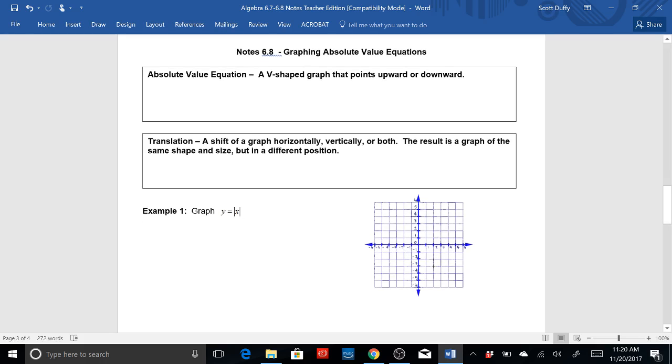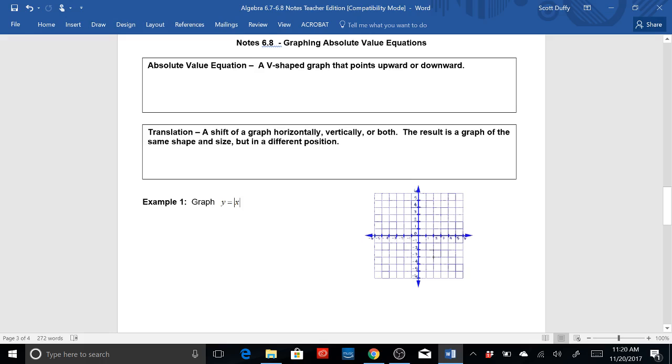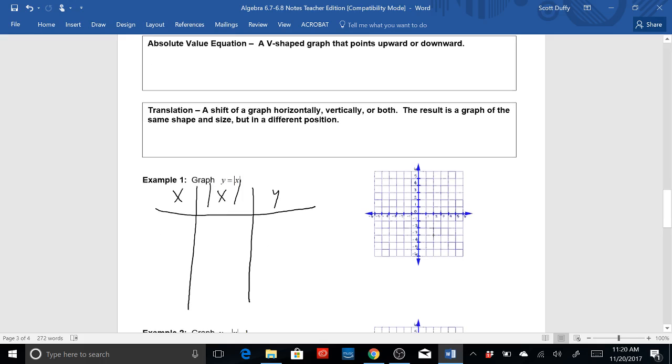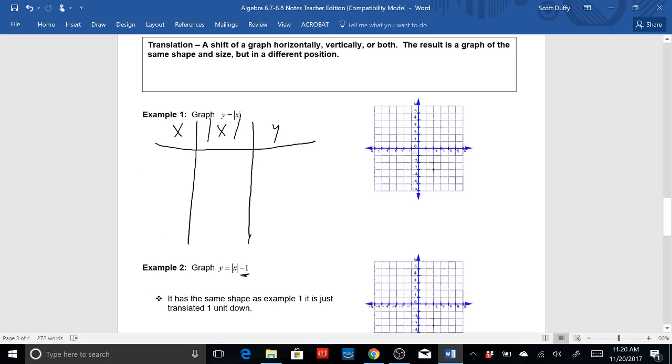So let's graph y equals absolute value of x. So I'm going to have x, and I'm going to say that absolute value of x and y. So I'm going to choose some x values that will be on this graph, which would be, let's say, -3 to +3. So I have -3, -2, -1, 0, 1, 2, and 3.